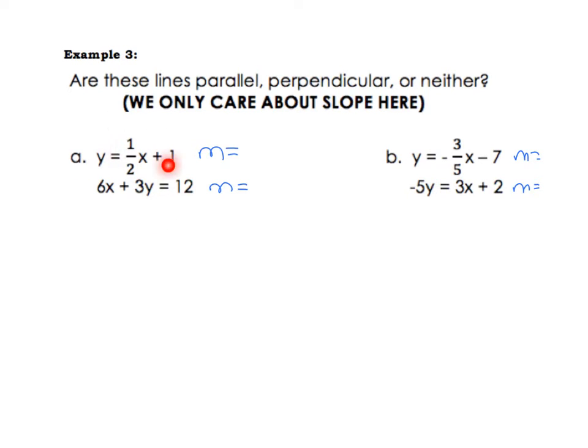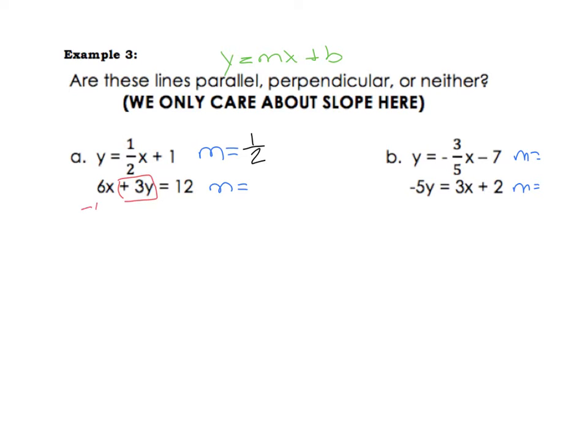So for the first equation in A, y equals 1/2 x plus 1, I know the slope-intercept form is y equals mx plus b, where m is in reference to the slope. So I know that in this first equation, the slope is 1/2. So we're going to work out the second equation to see if we get to solve for y so we can put it in slope-intercept form.